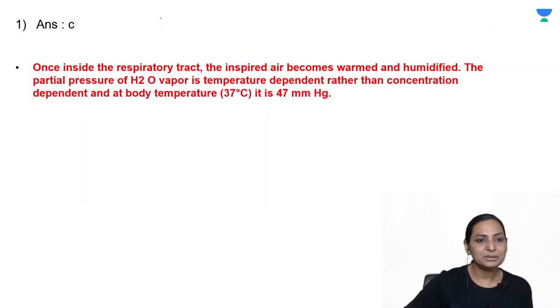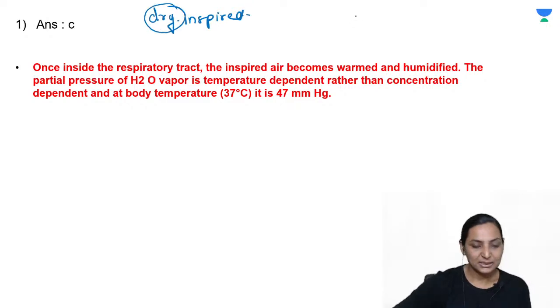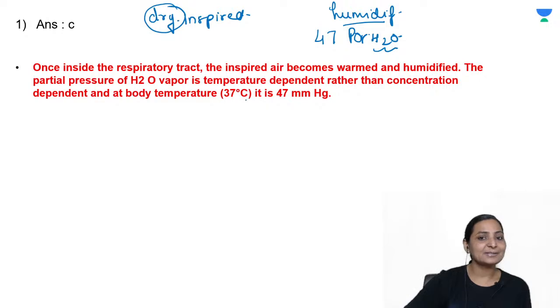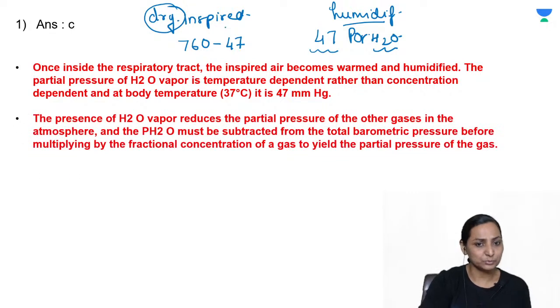Another important thing to be remembered: here the question was dry inspired air, right? The factor dry was given to us. Suppose a factor humidified is given, for example humidified inspired air, then you must remember that you have got a partial pressure of water vapor. This has to be subtracted, because when the air is humidified, it is subjected to this humidification. That means at sea level, it will be 760 minus 47, or with whatever barometric pressure you are supposed to be calculating, you have to subtract 47 from it.